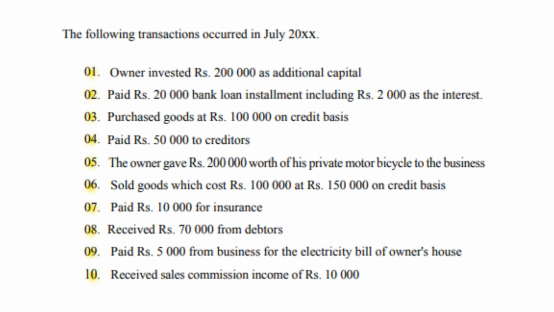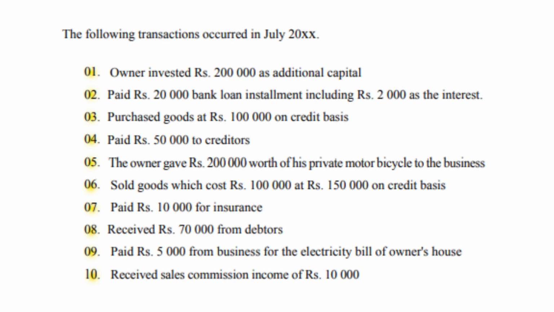Paid rupees 10,000 for insurance. Received rupees 70,000 from debtors. Paid rupees 5,000 from business for the electricity bill of owner's house. Received sales commission income of rupees 10,000.